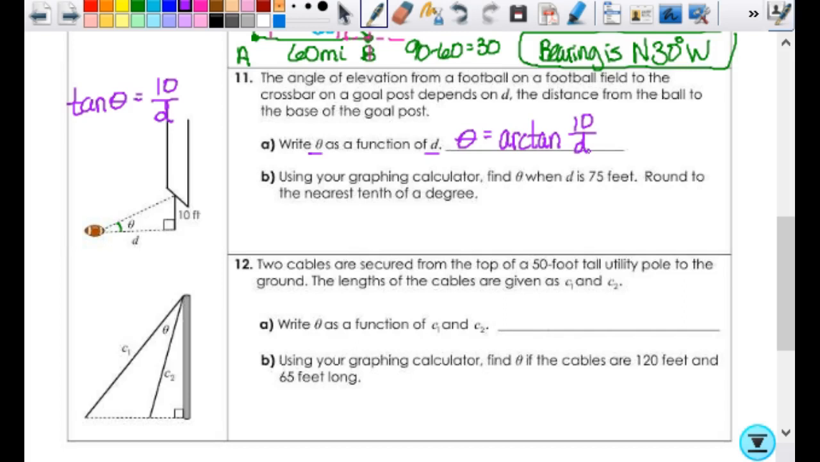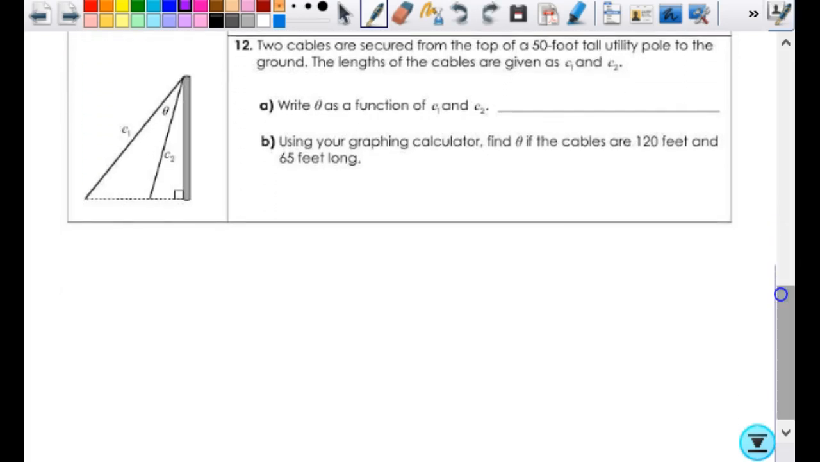Okay. Questions? All right. Look at number 12. Read it. Label it. Try and set something up. I'm going to give you a few minutes to work on that one on your own while I pass out the assignment.